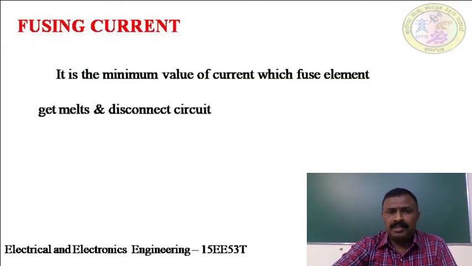The second terminology is the fusing current. Fusing current is the minimum value of current at which the fuse element melts and disconnects the electrical circuit. So there is a difference between current rating and fusing current. Current rating is the maximum current which the fuse element will normally carry. Fusing current is the minimum current at which the fuse element will melt. For example, if at 7 amperes the fuse element melts, then that 7 amperes we call the fusing current.